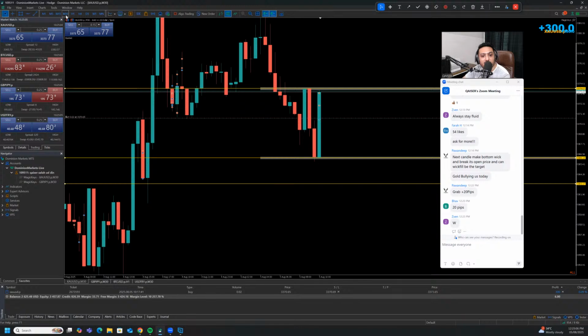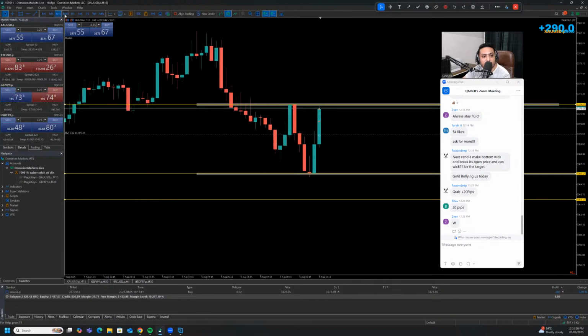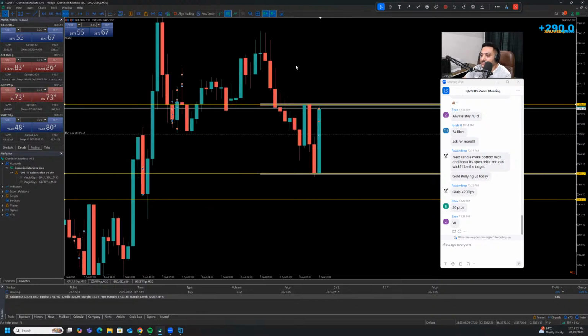Already made money here. There's just 5 minutes left for the candle to close. If this candle closes above the resistance area, then it could continue pushing to the upside. Nothing can stop it then. But I would say a very beautiful trade.